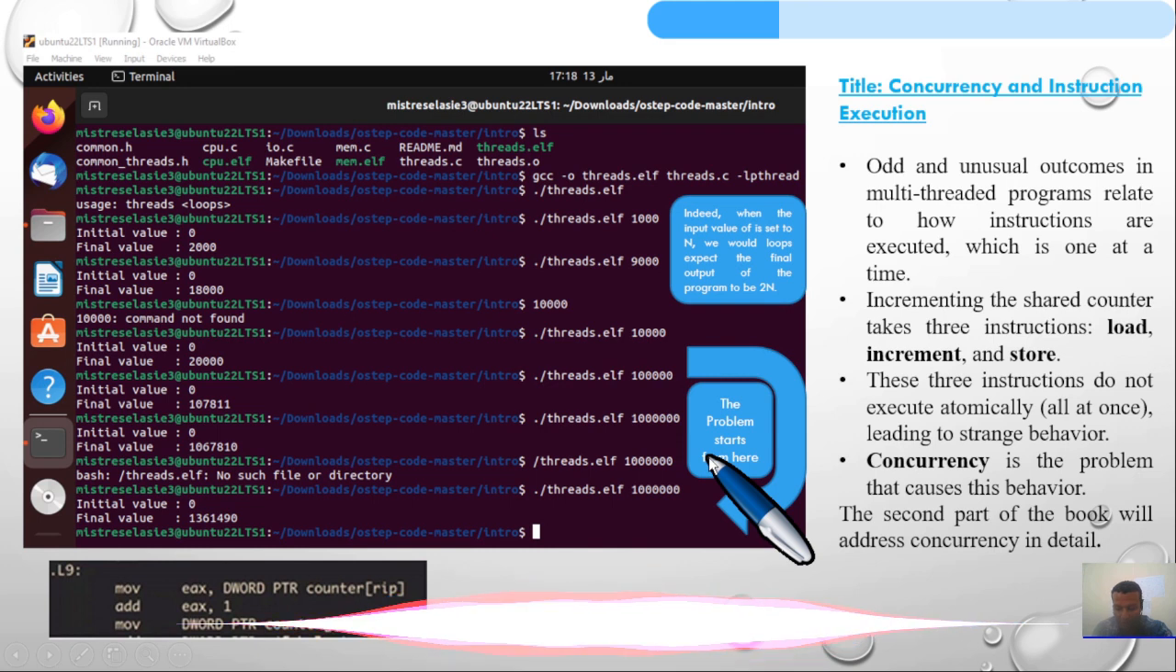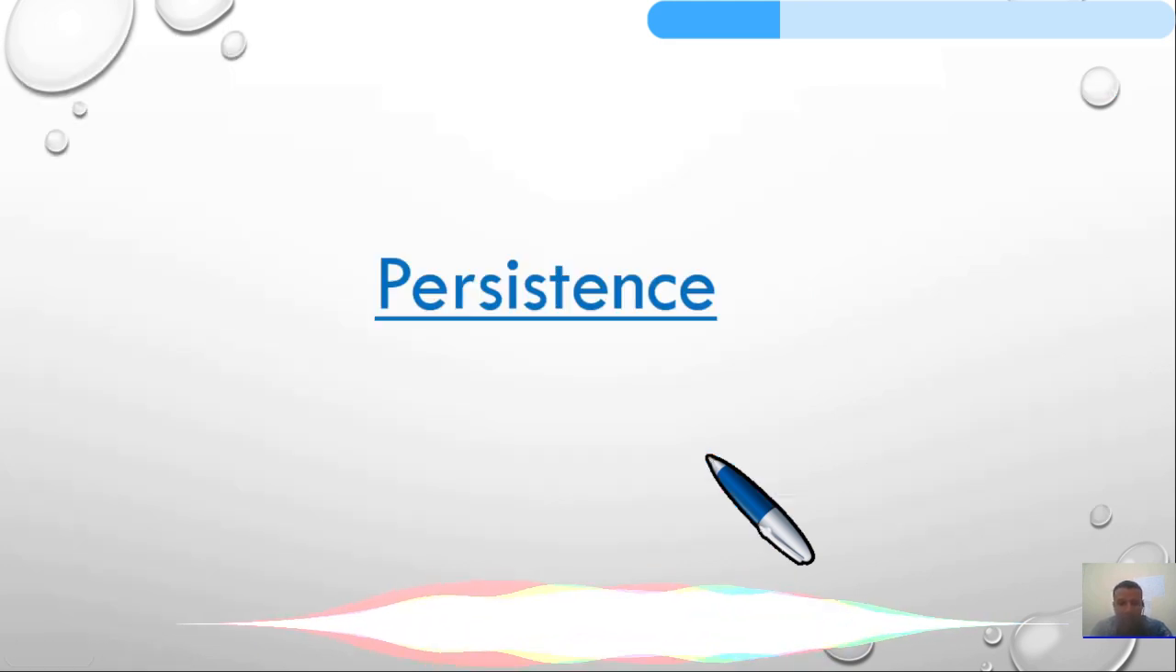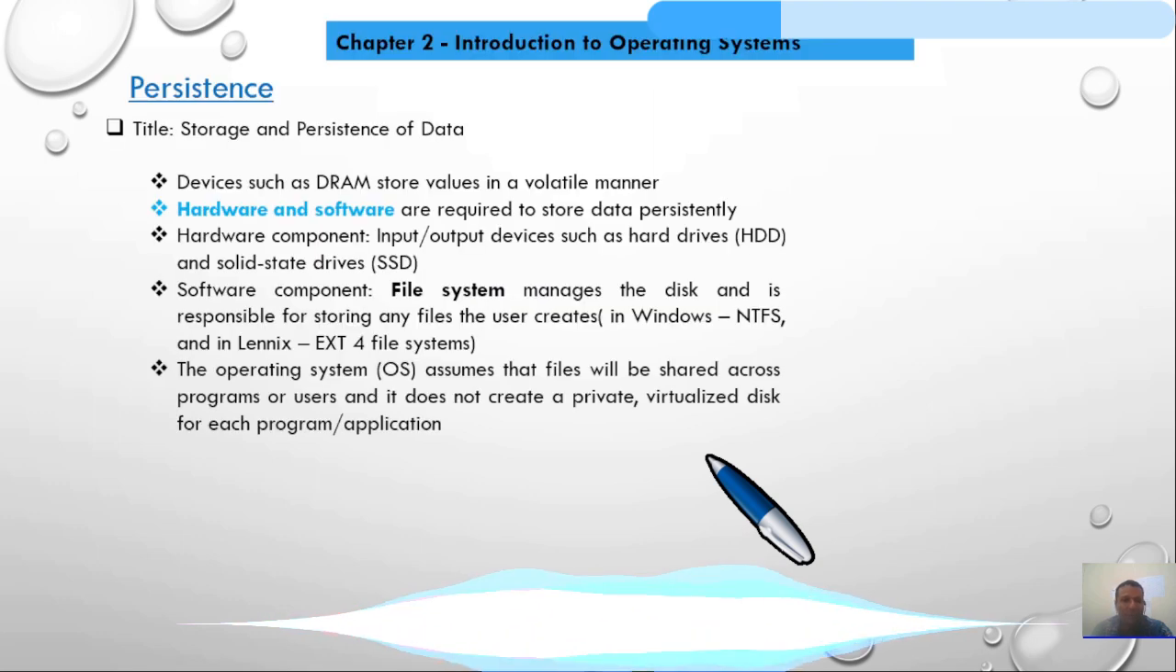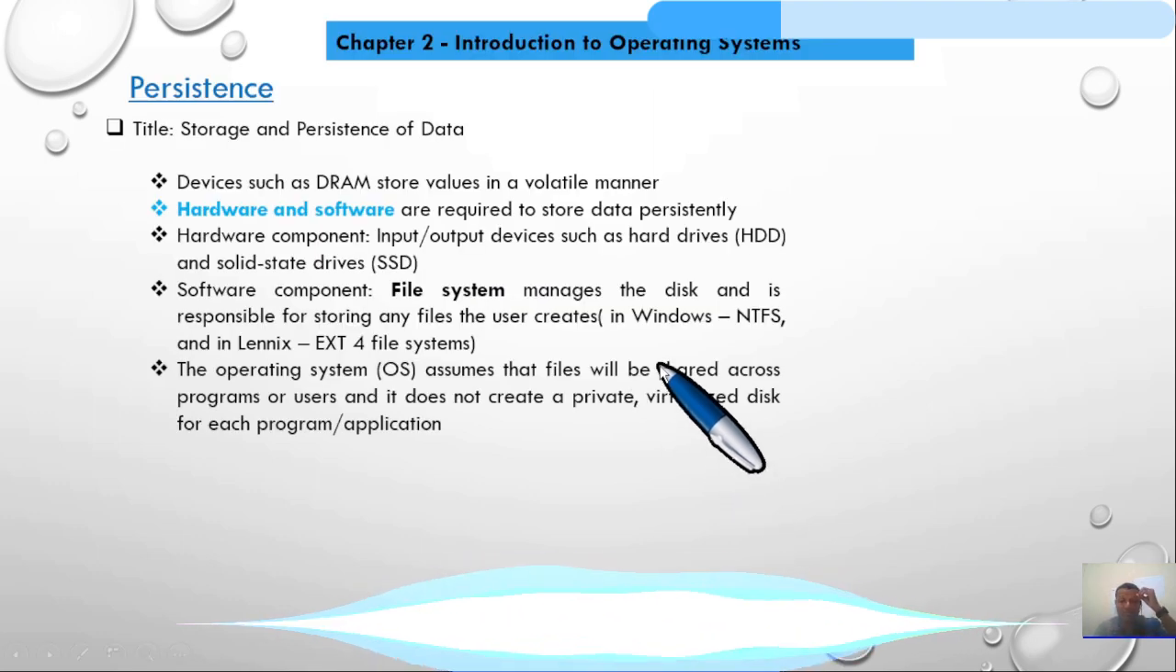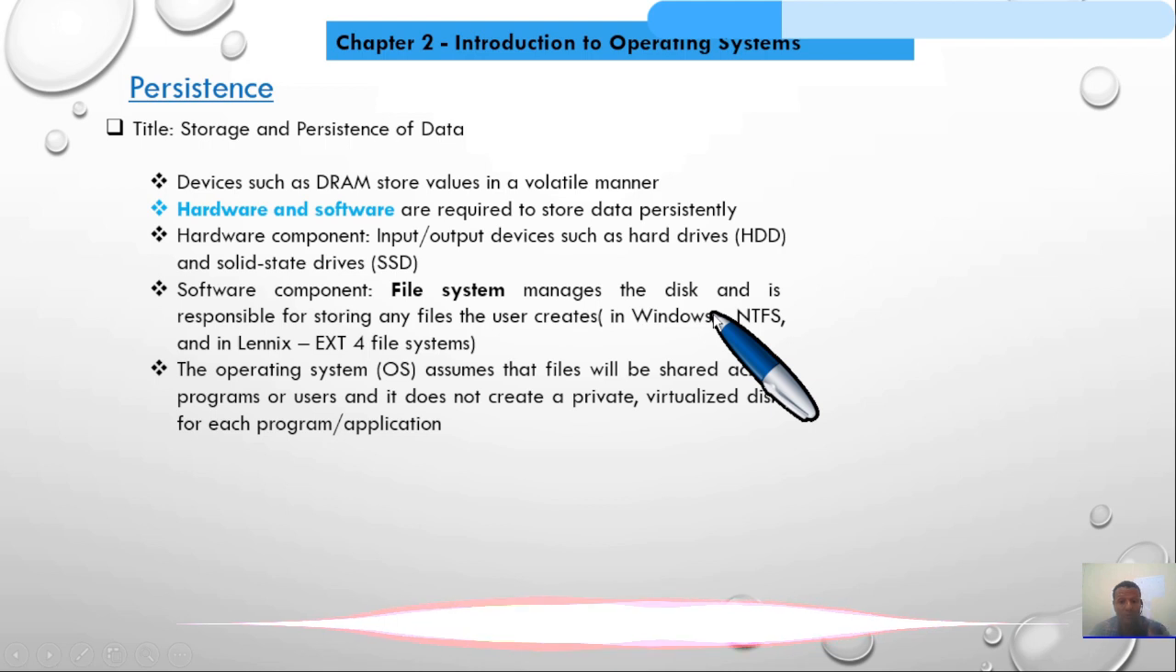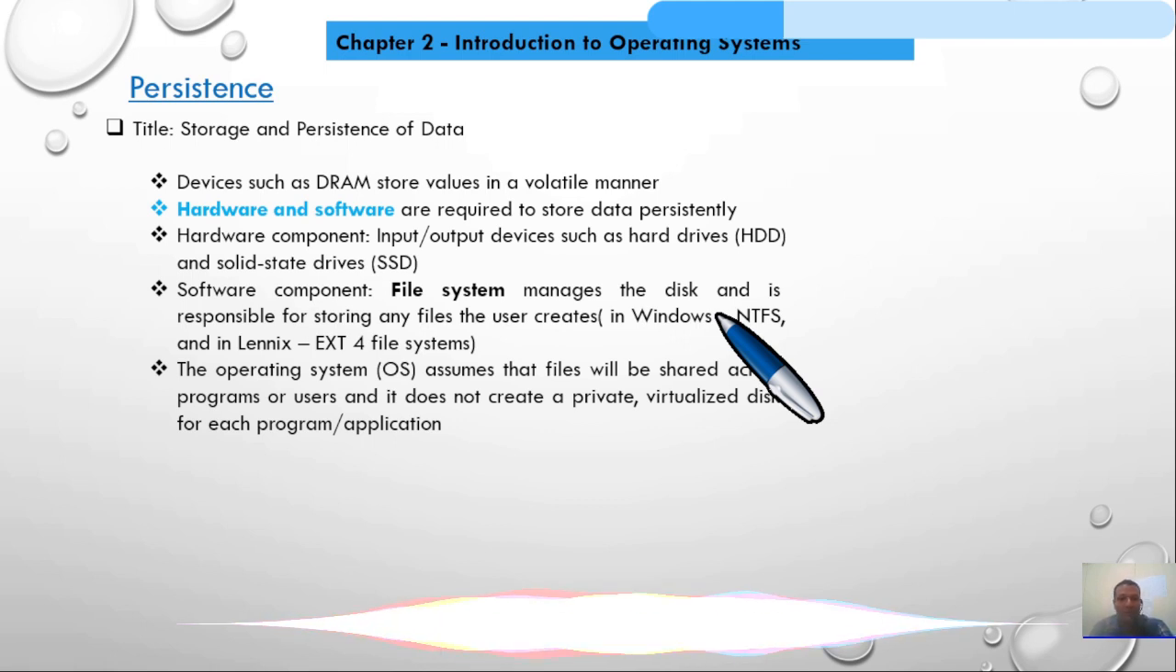So that is the concurrency problem. Now the other issue is persistence. What is persistence? Persistence means every user, as you know, doesn't want to lose the file. So the operating system should give the user a guarantee of persistence. So, storage and persistence of data.